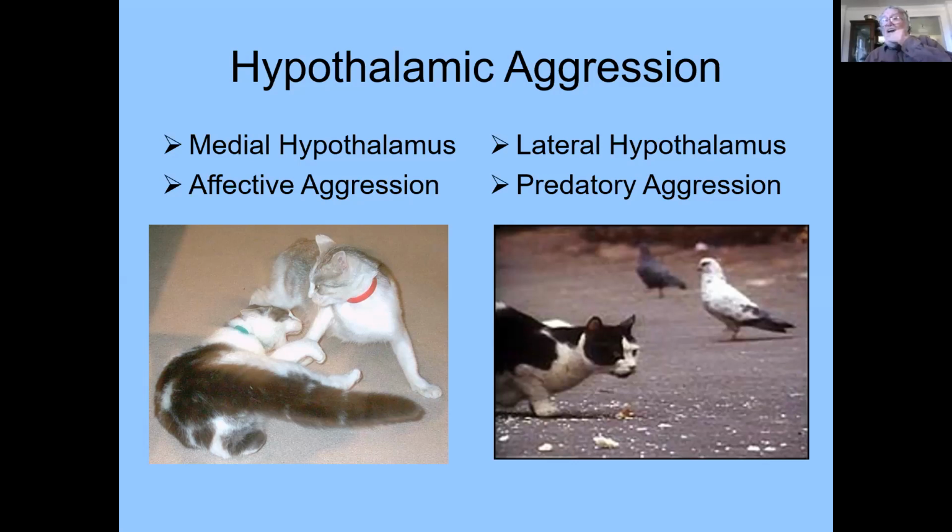And finally, techniques developed in the late 1960s, especially by a guy named John Olney, allowed you to take a cell or group of cells and selectively destroy it through what is called an excitotoxic lesion. What you're doing there is using the excitatory neurotransmitter glutamate, and you're exciting the cell to death.